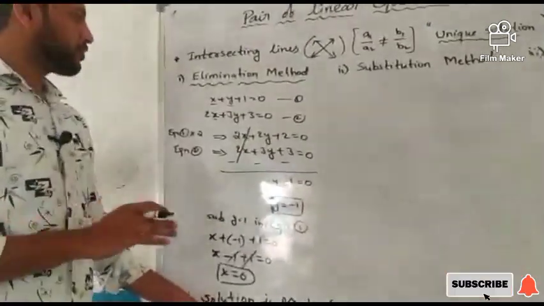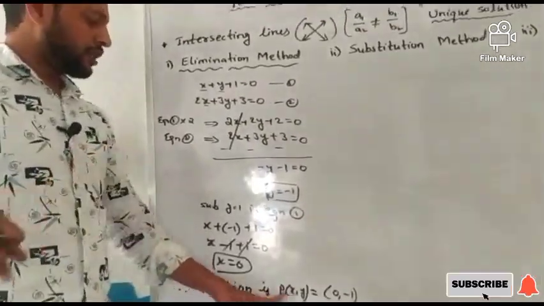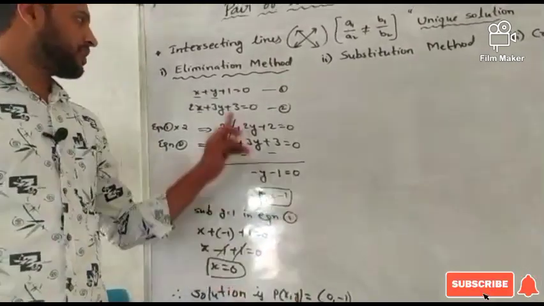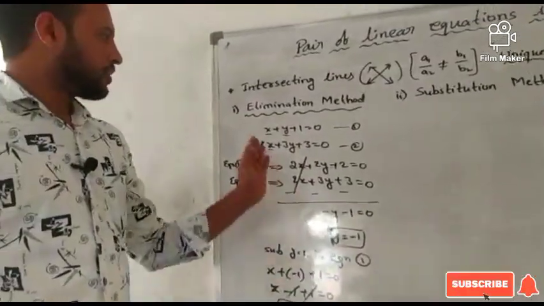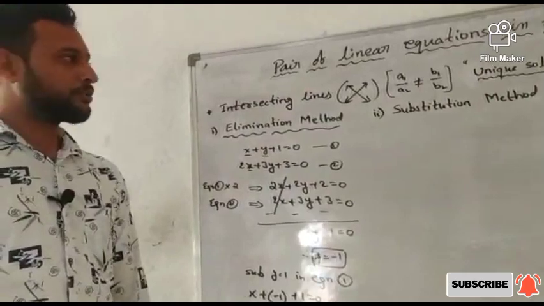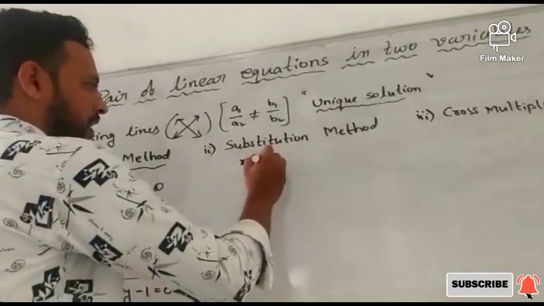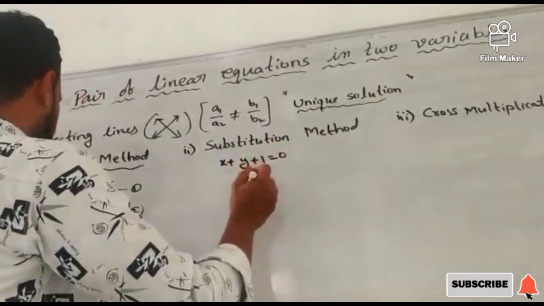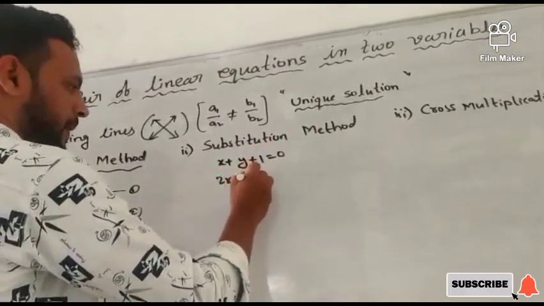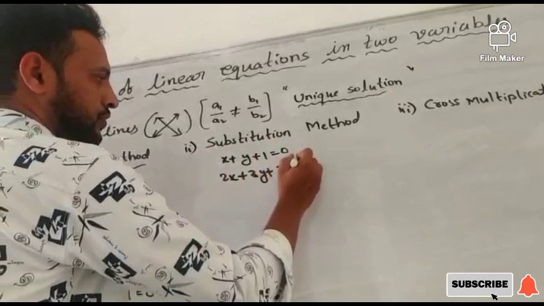So this is the procedure to find the solution of a pair of linear equations by the elimination method. Now I am taking the same equations in the substitution method. Let us take those two equations again: x plus y plus 1 equals 0 and 2x plus 3y plus 3 equals 0.